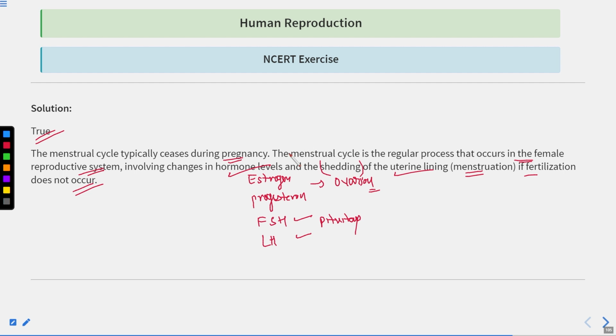Whenever there is a decrease in the level of estrogen and progesterone, then what happens? The endometrium becomes very thin, and it then breaks down. This leads to the bleeding. Clear? And how do the levels of estrogen and progesterone decrease? Because the corpus luteum degenerates if there is no fertilization. If the corpus luteum is not present, then these two hormones will not be secreted. Clear? And then the next cycle will start.